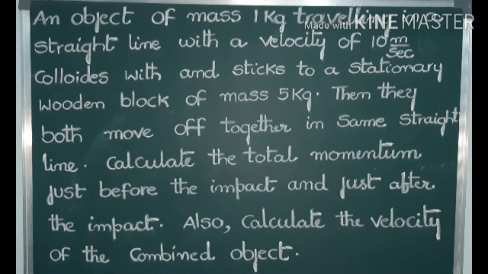So here two objects are there. First object 1 kg, second object 5 kg. Both collide together and move together. So in this way, what is being asked? Calculate the total momentum just before impact and after impact. Also calculate the combined velocity.